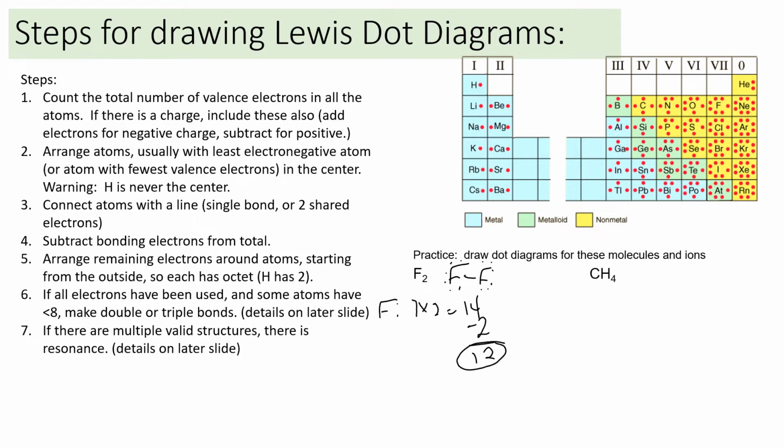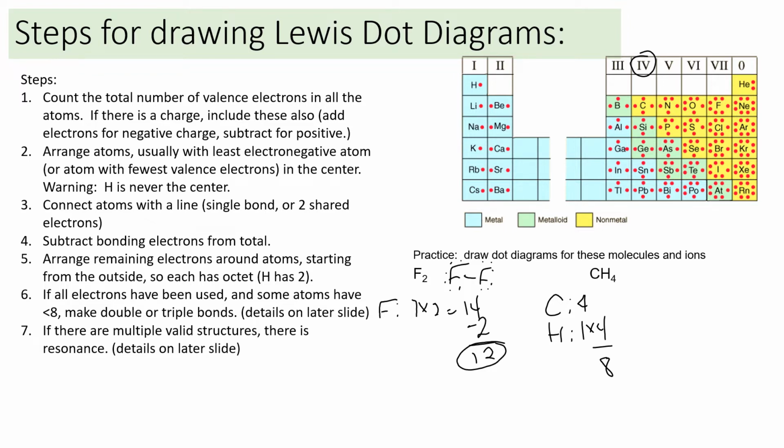All right, let's look at methane, CH4. So carbon has 4 valence electrons. Notice I'm getting that number from right here, 4. It's in column number 4. And hydrogen has 1 valence electron times 4 of them. So I have a total of 8 valence electrons in this molecule.